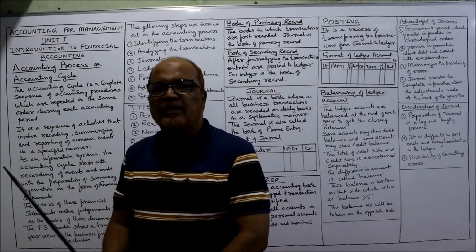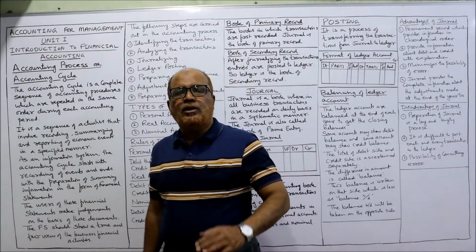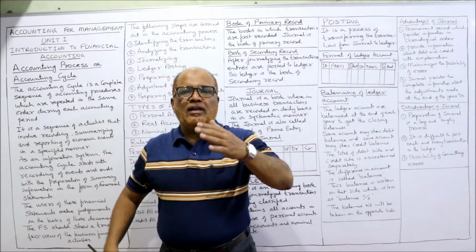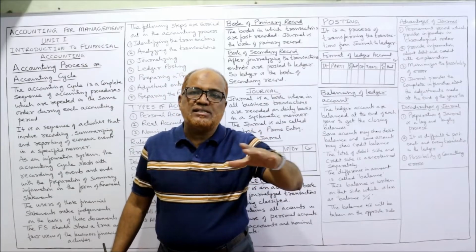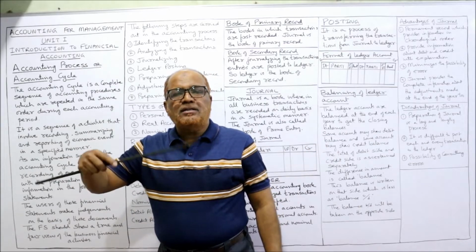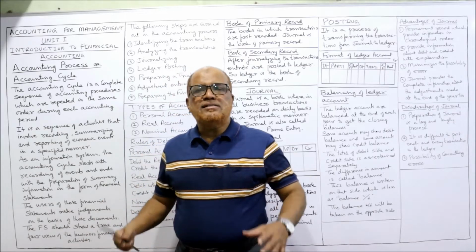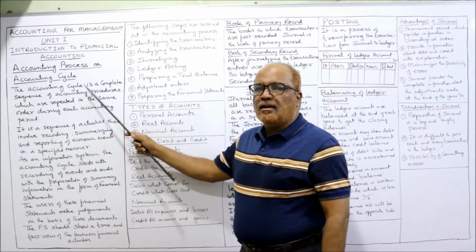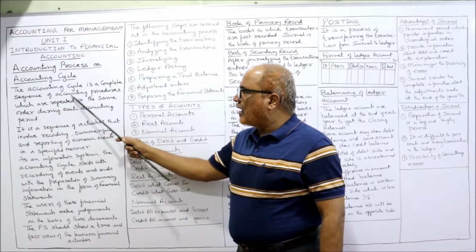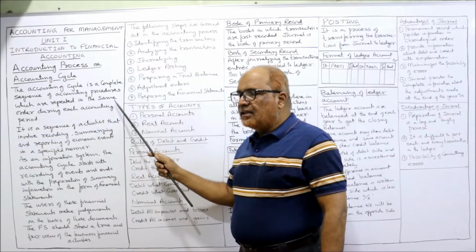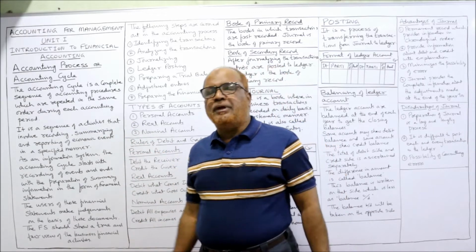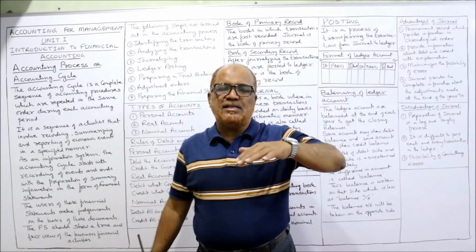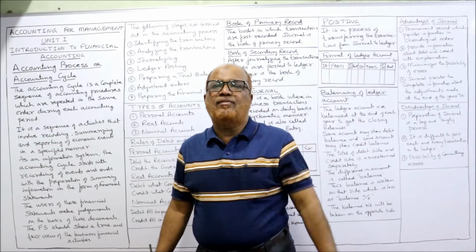Now the first topic in this video is accounting cycle or accounting process. Actually, process means an activity which consists of a number of activities in a sequence. The activities are repeated in the sequence in the same manner. That is called cycle or process. So the accounting cycle is a complete sequence of accounting procedures which are repeated in the same order each accounting period. So every year the same procedure is adopted. The sequence of procedure will be the same every year.